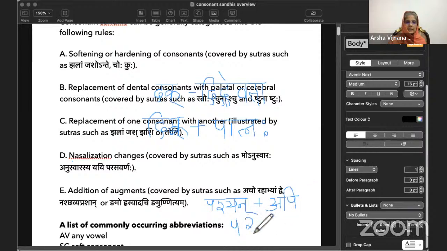So we have Pashyan. There's not enough space here, so I'm scribbling. Pashyannapi. Oh, this should be a pa. Pashyannapi. So it gets doubled. Sometimes you add a sh, and sometimes you double whatever syllable is already there.